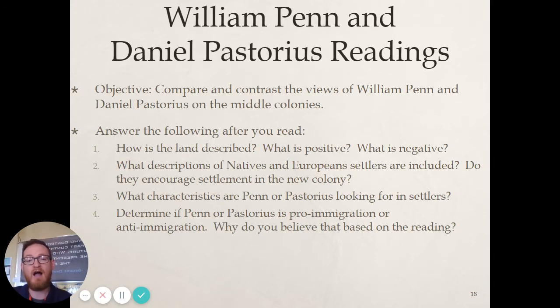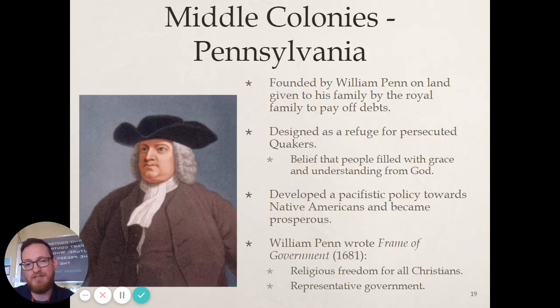So middle colonies, I have a couple readings there for you about the middle colonies, specifically Pennsylvania, writings from William Penn and Daniel Pastorius. Read those and answer the question.